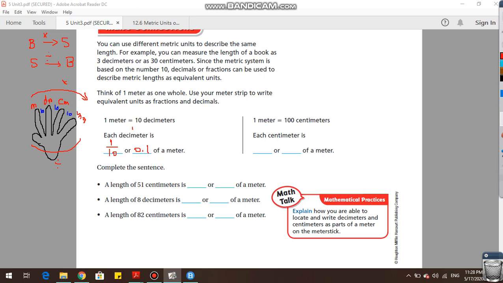Here meter and centimeter. 1 meter equals 100 centimeters. So each centimeter is 1 over 100 or 0.01.